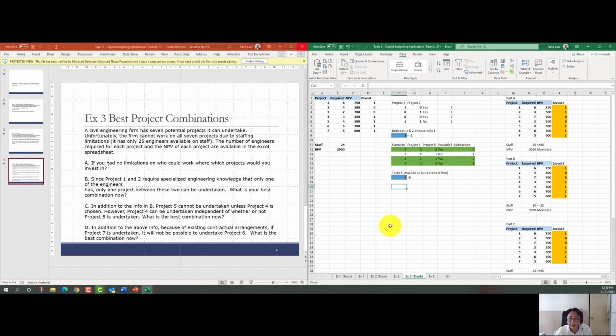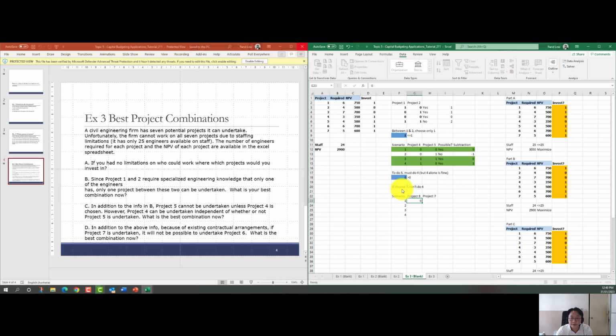Okay, so for part D, what's going to happen here, right? In addition to the above info, because of existing contractual arrangements, if project 7 is taken, it's not possible to undertake project 6. What is the best combination now? Okay, so the next thing we have is that if we choose 7, we can't do 6. Okay, so basically we can have the scenarios of 1, 2, 3, 4, project 6, and project 7.